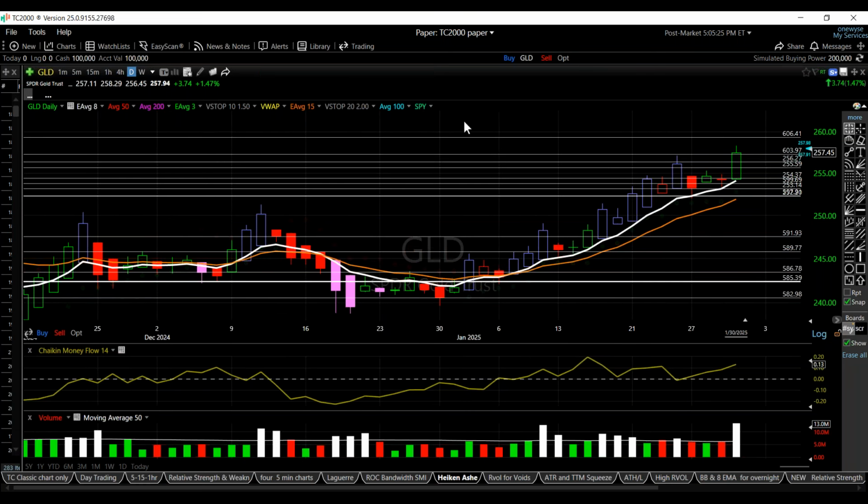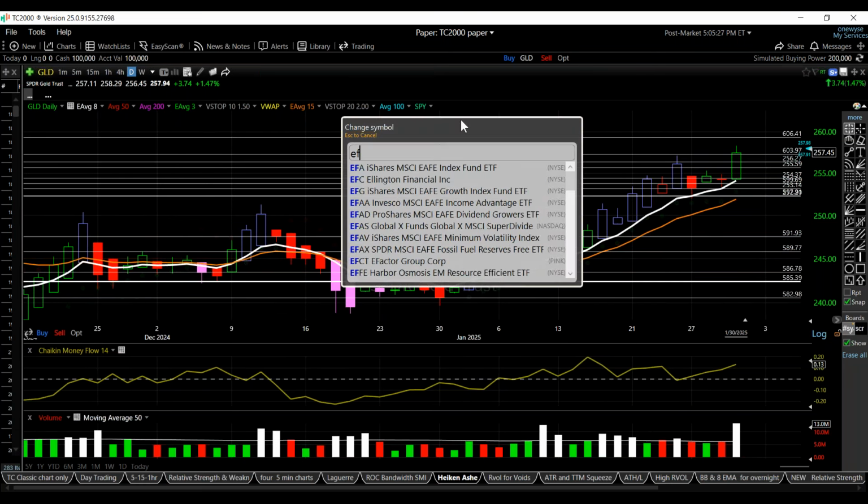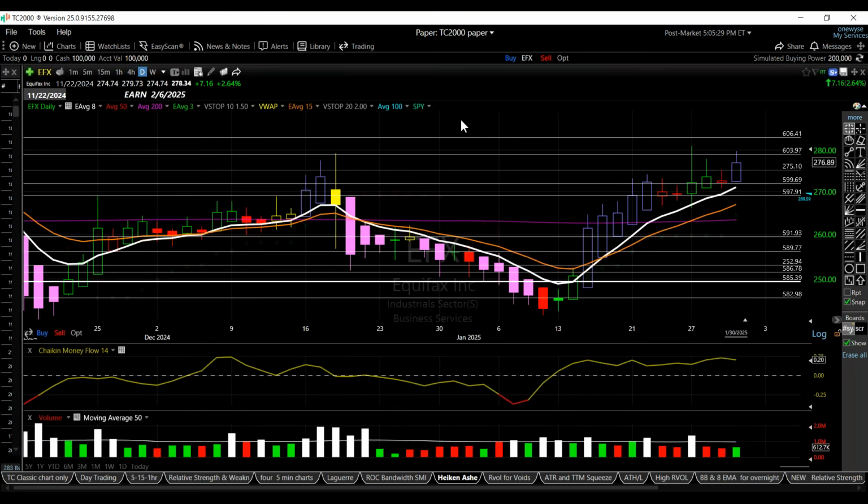So I'm going to show you a couple from today's charting that I just took a quick look at after the market closed. This is EFX. So let's look at a regular chart in EFX.